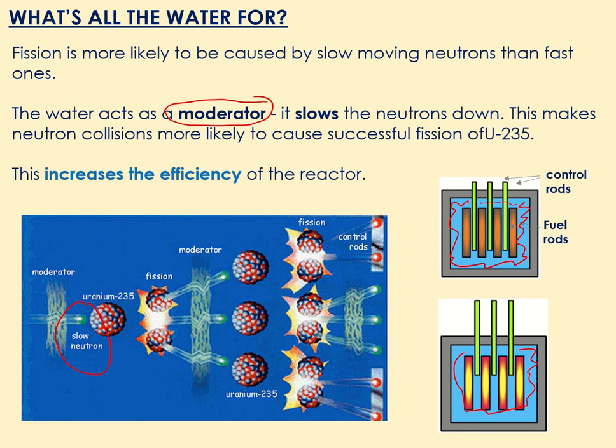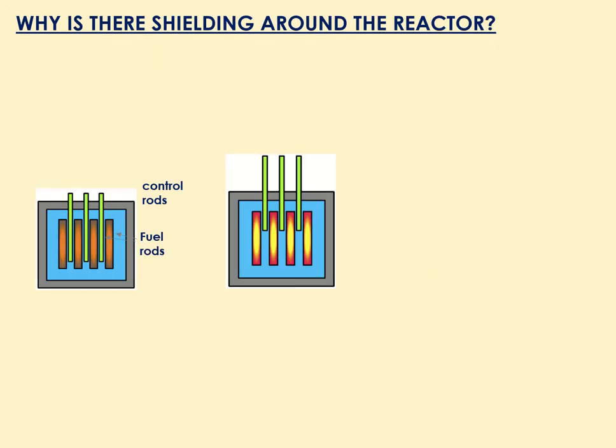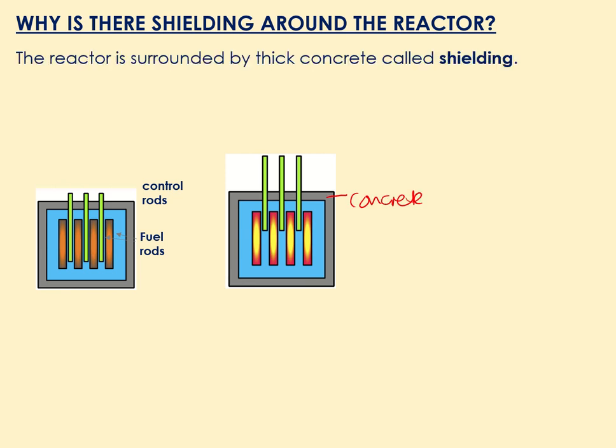So if you look back at your picture, I've explained what the fuel rods are, that's the uranium-235. I've explained the control rods, the green bits. I've also explained the blue bits, the moderator, the water. The final thing I need to talk about is the grey around the edge. So the grey is actually a layer of concrete. Okay, so that thick layer of concrete, which is usually at least a metre or if not a few metres thick, is called shielding. If you think about what a shield means, it's like a protective layer.